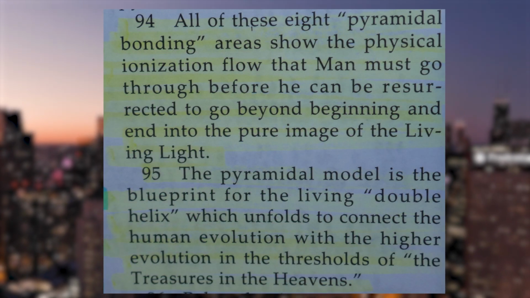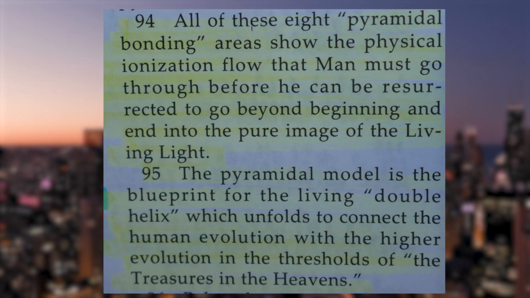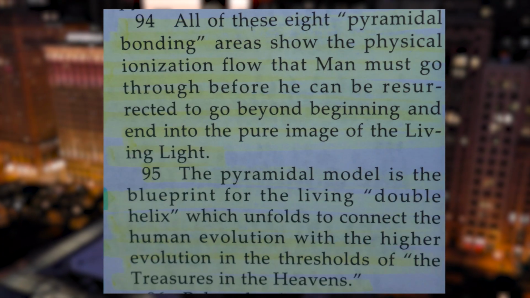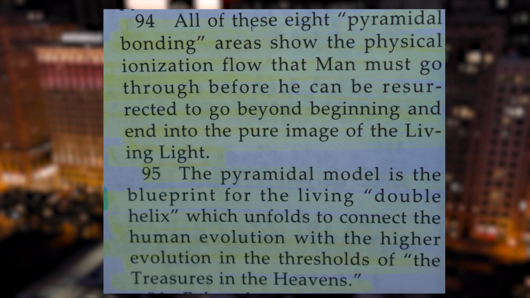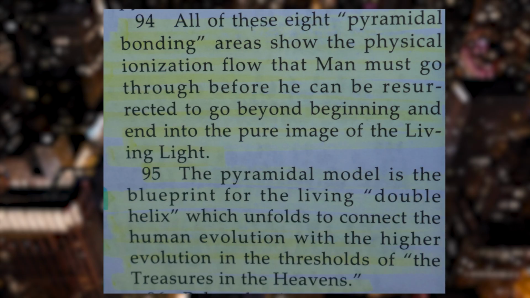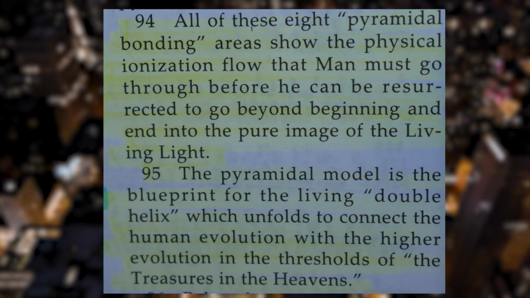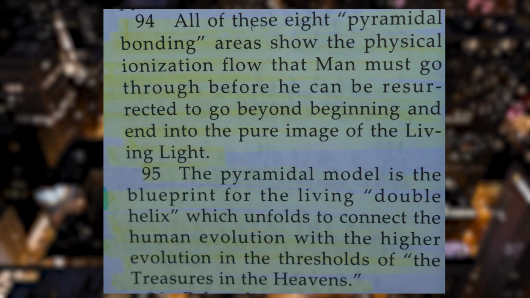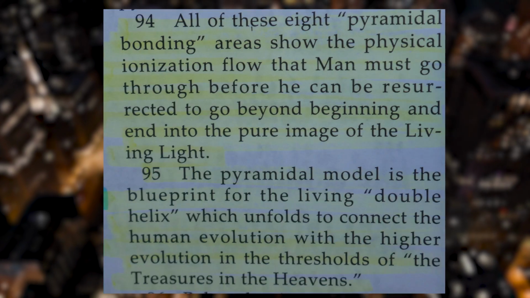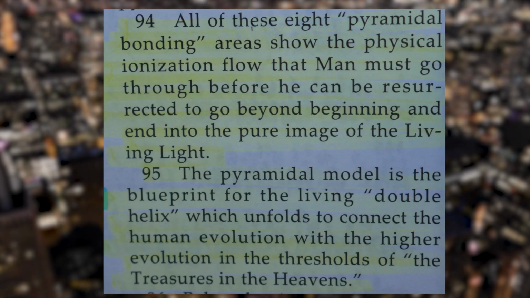94. All of these 8 pyramidal bonding areas show the physical ionization flow that higher man must go through before he can be resurrected to go beyond beginning and end into the pure image of the living light. The pyramidal model is the blueprint for the living double helix, which unfolds to connect the human evolution with the higher evolution in the thresholds of the treasures in the heavens.